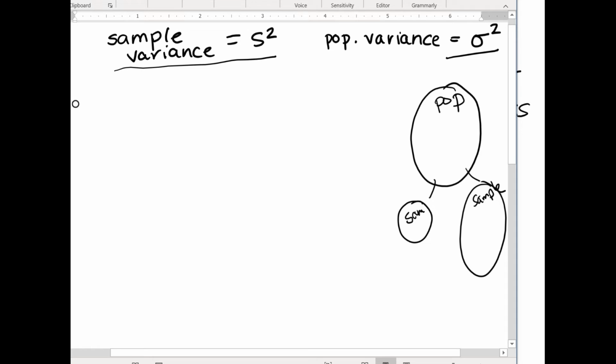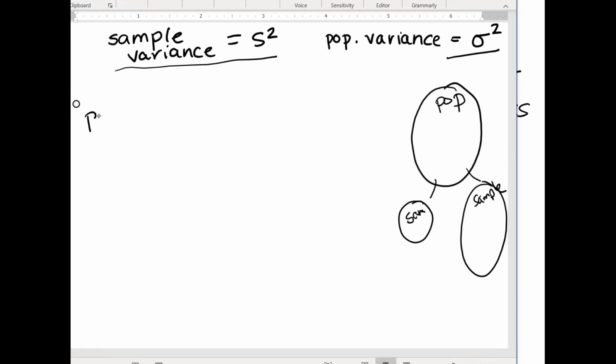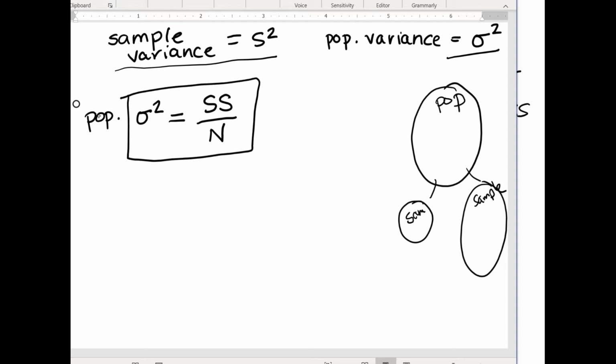So for the population variance, we really are doing the sum of squares, where you find the deviations, you square the deviations, you add all the squared deviations up to get that number, and you divide by how many are in your population, the population size, right? So this is the accurate formula for population variance.